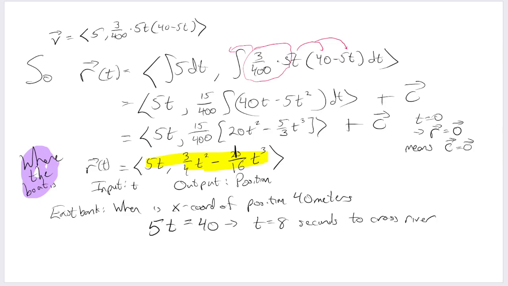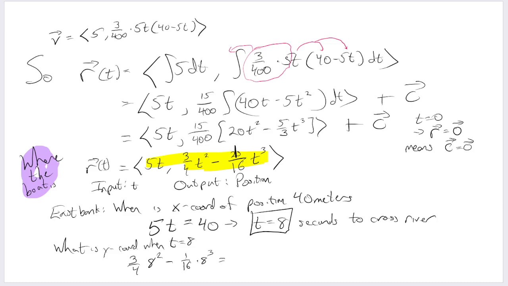In other words, when we're at t equals 8 seconds, what is the y coordinate when we've successfully crossed the bank? When t equals 8, well, the y coordinate is 3/4 t squared, except we're not going to do t, we're going to do 8 squared, minus 1/16 times 8 cubed. And all you have to do is calculate this value.